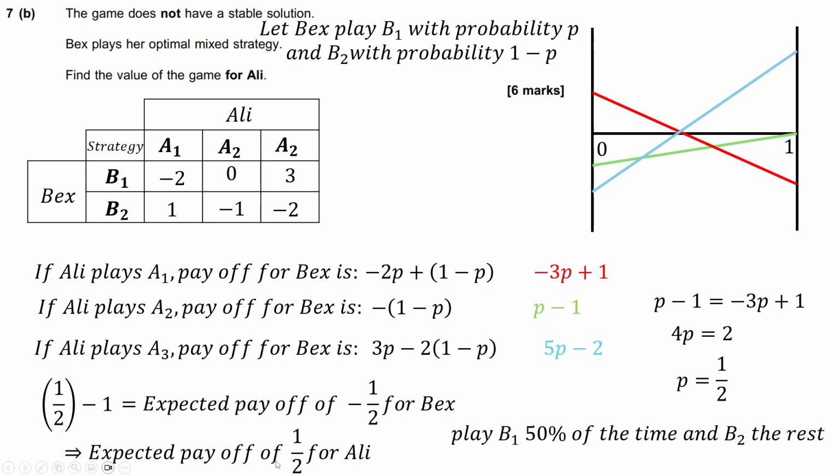Anyways, I hope that made sense. The answer is a half for Ali. That's the entire paper. Thank you for watching.